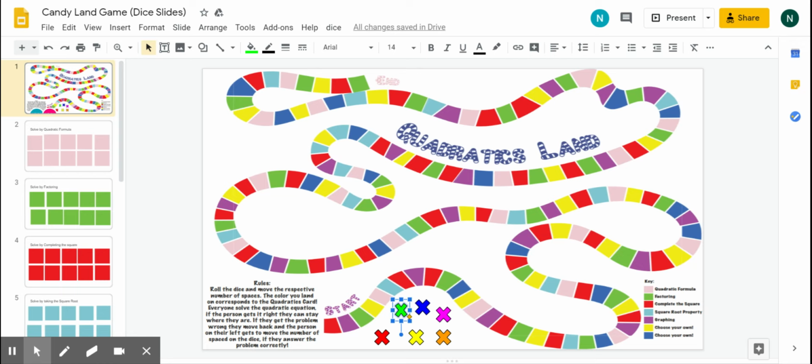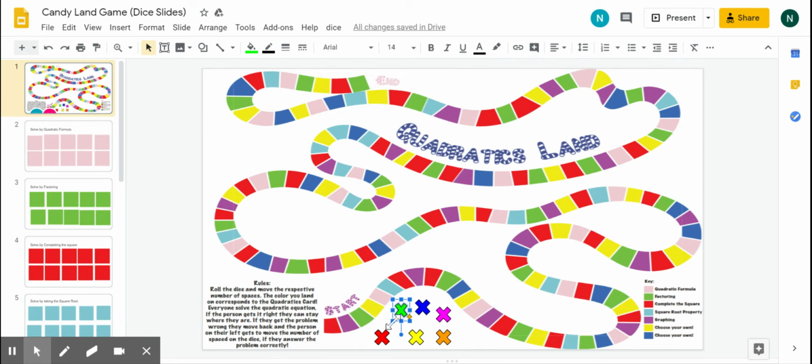So this is the Quadratics Candyland game. You can either choose option 1 to play on your own, option 2 you can play with a family member, or option 3 you can actually share this Google slide with either a friend in class or multiple friends in class and verse each other. So it is up to you.